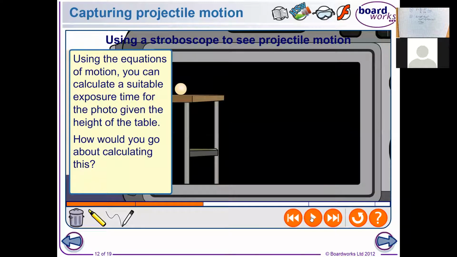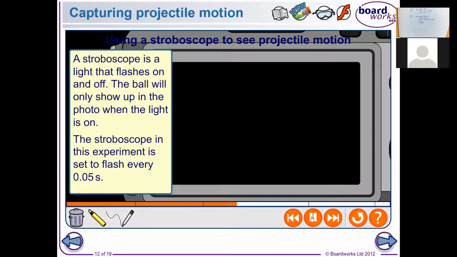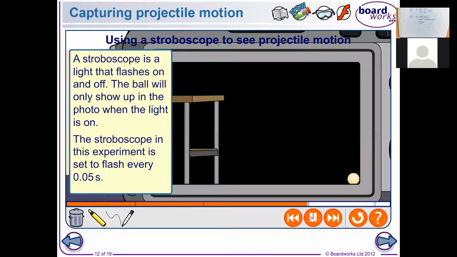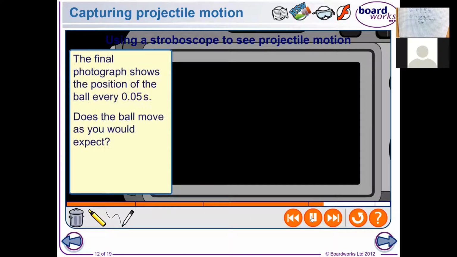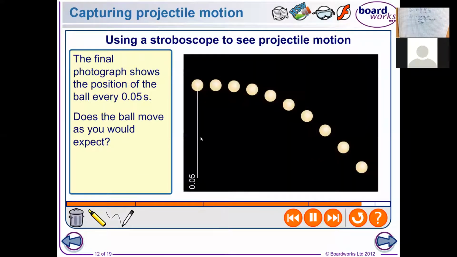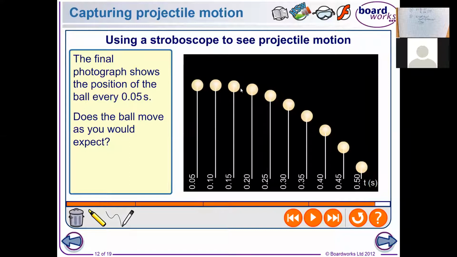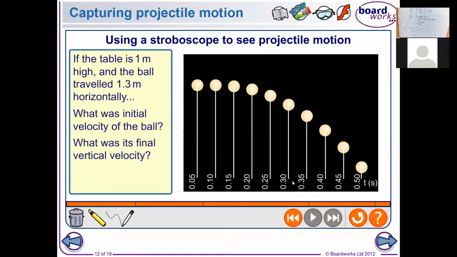And then you can use a flashing light and a long exposure on a camera to take pictures of the ball at various parts of its trajectory, so that you can then measure the position of the ball at various points in time. Okay, and that gives you an image of the trajectory followed by this particular ball.